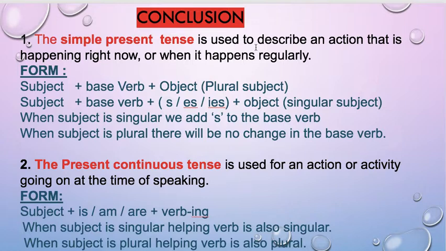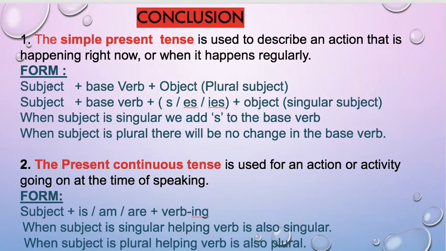It is used to describe an action that is happening right now or when it happens on a regular basis. Okay, when it happens regularly. Okay, it takes a form of subject plus base form of the verb plus object when the subject is plural, and subject plus base form of the verb plus s, es or ies plus object when subject is singular form.